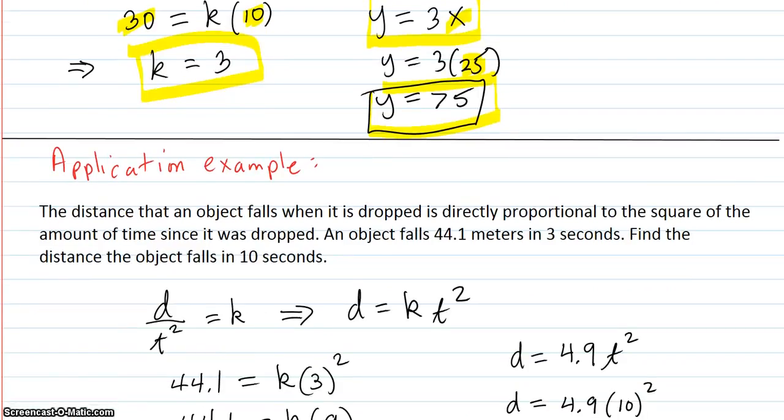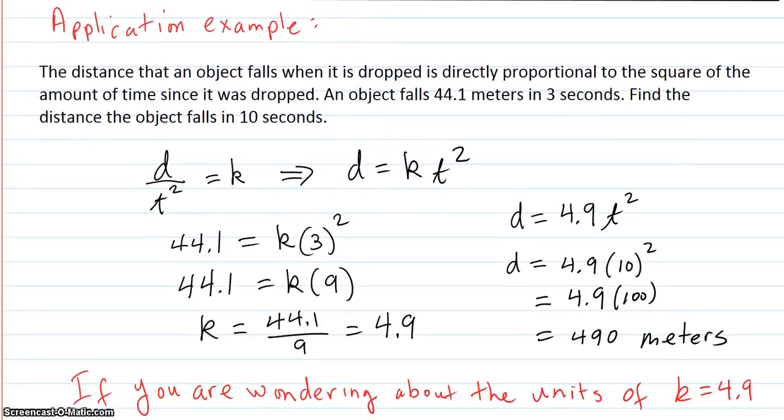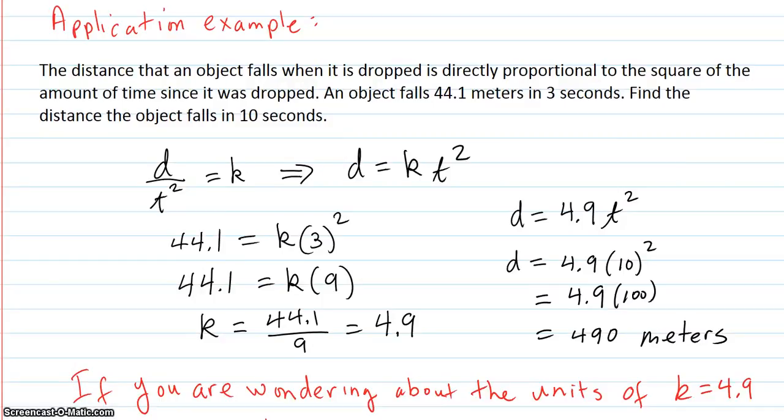Okay, here's an application example. The distance an object falls when it is dropped is directly proportional to the square of the amount of time since it was dropped. This is a physics problem, actually. And then they gave us an object falls 44.1 meters in 3 seconds. Find the distance the object falls in 10 seconds.